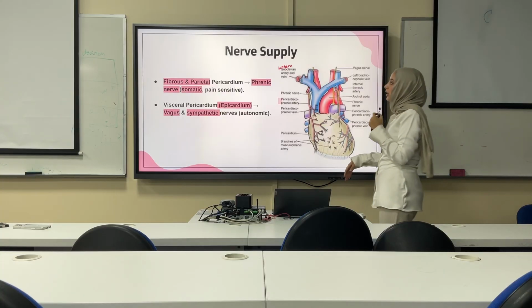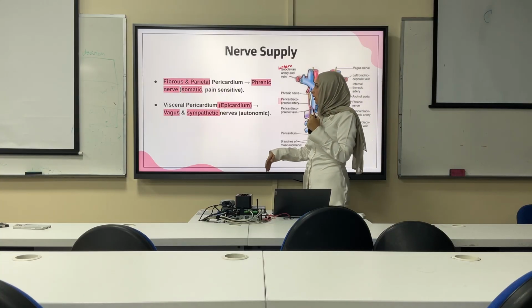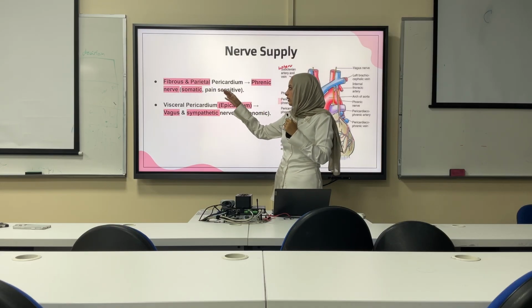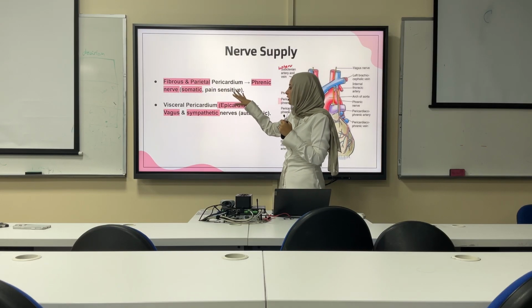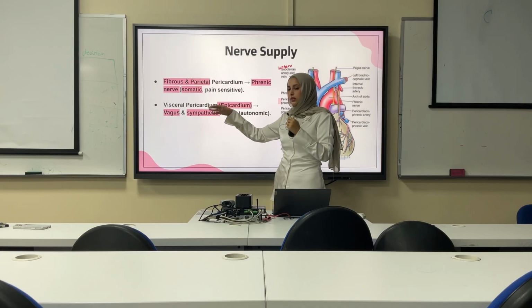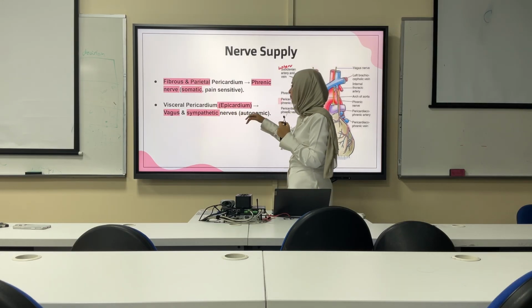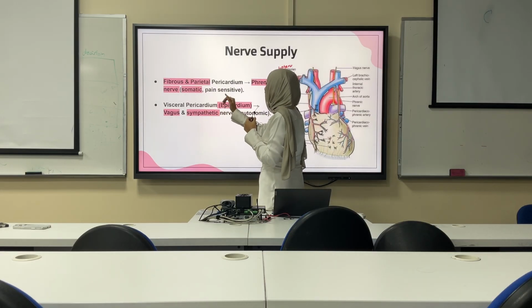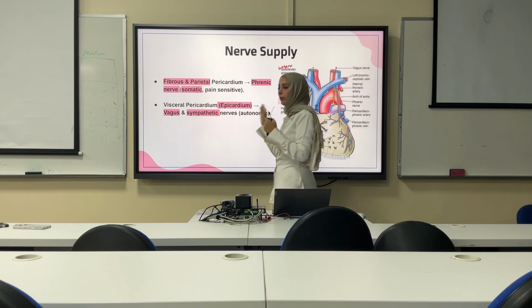Now for nerve supply, as I said before, you already know that we have the phrenic nerve. We have the fibrous and the parietal pericardium and then the visceral pericardium. The visceral is on the inside. And then it's supplied by autonomic nerves.